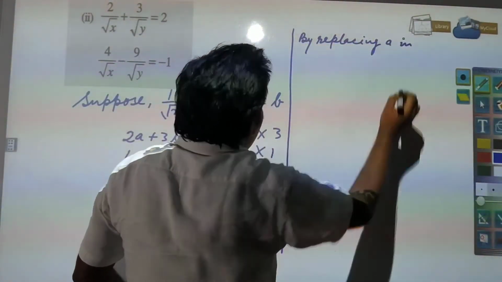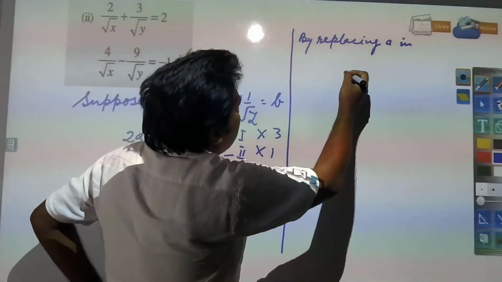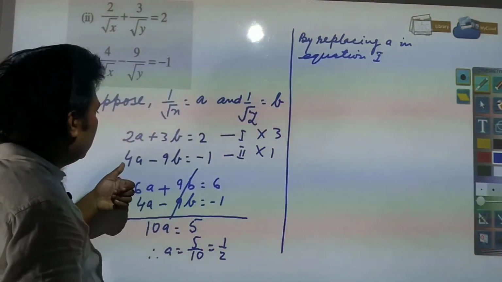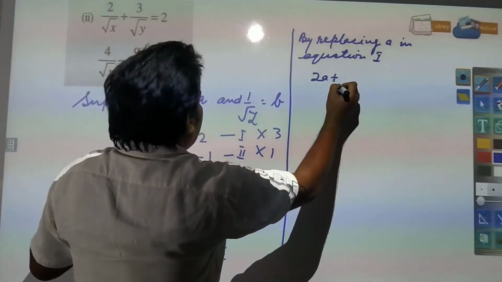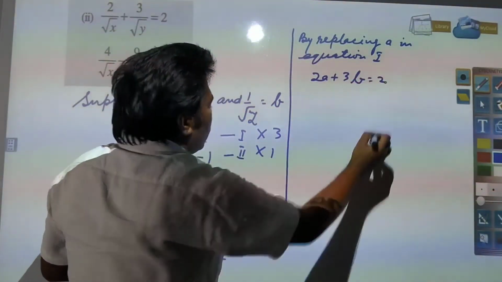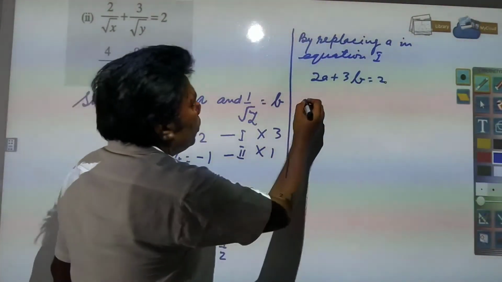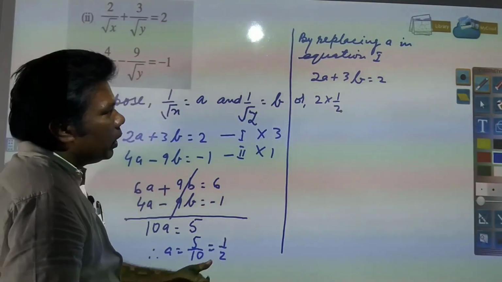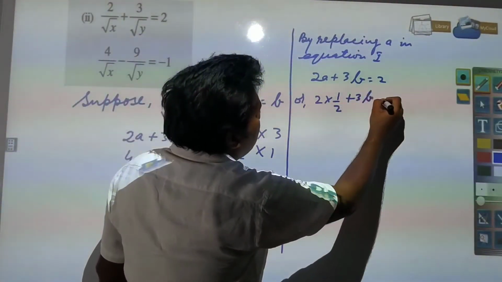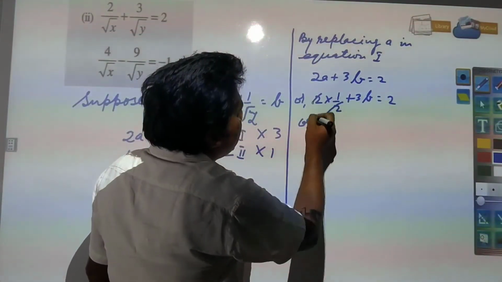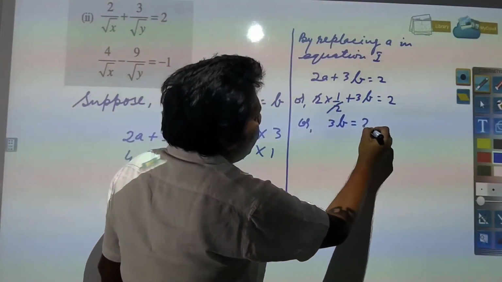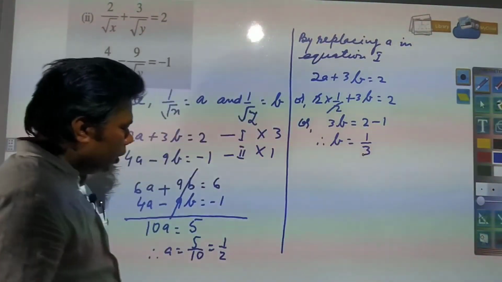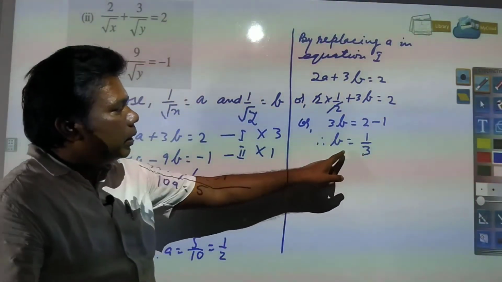a in any of the equation, suppose we have replaced in equation 1, what we will get, 2a plus 3b is equal to 2, just we need to put value 1 by 2, so we will get 2 into 1 by 2, the a is equal to 1 by 2 we have, plus 3b is equal to 2, or this will be cancelled, 3b will be equal to 2 minus 1, and therefore b will be equal to 1 by 3. So we have got a is equal to 1 by 2 and b is equal to 1 by 3.